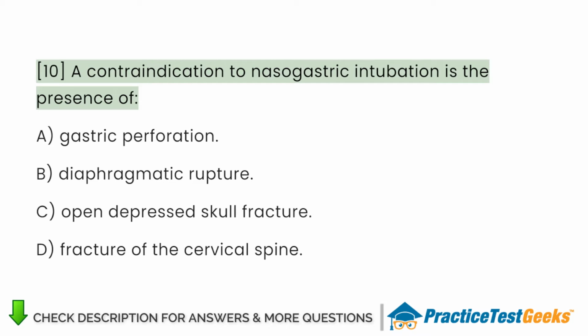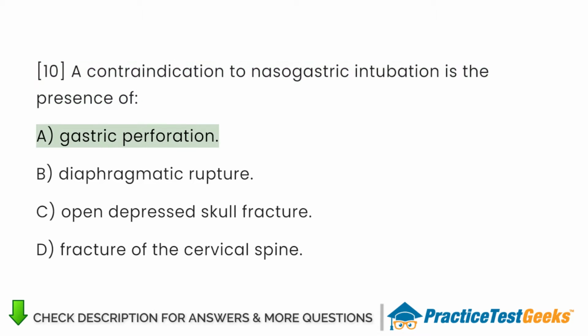A contraindication to nasogastric intubation is the presence of: A. Gastric perforation. B. Diaphragmatic rupture. C. Open depressed skull fracture. D. Fracture of the cervical spine.